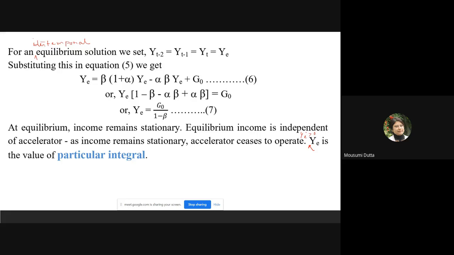And you know, from your idea of first order difference equation, this YE is the particular integral too. This YE value is nothing but a particular integral. So your PI is equal to G0 by 1 minus beta. Is this clear to all of you? Yes, there is some question?